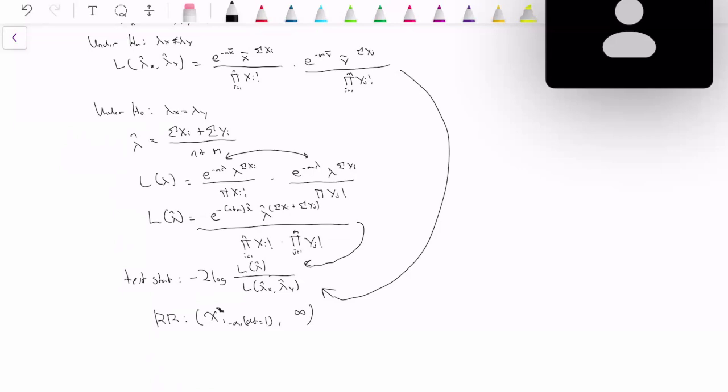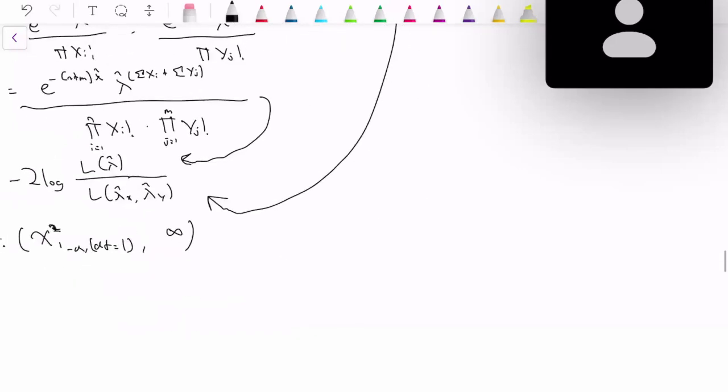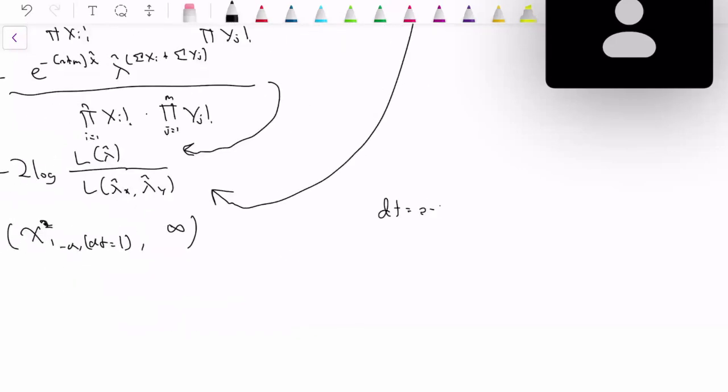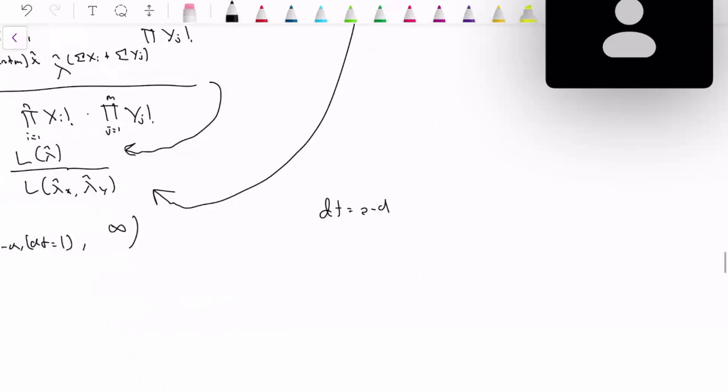Okay, it is chi-squared 1. Technically it should be degrees of freedom equals P minus D. But in this case, D equals 1 and P equals 2. So it's just chi-squared 1.